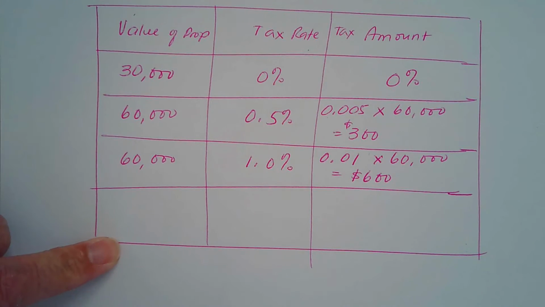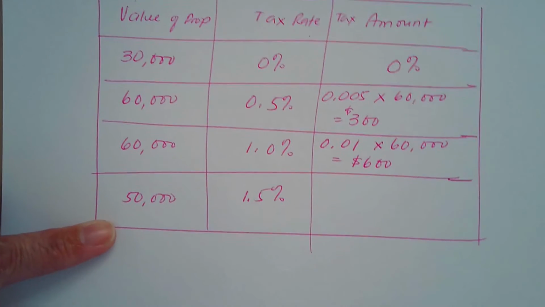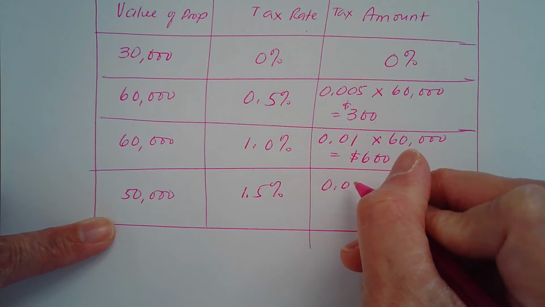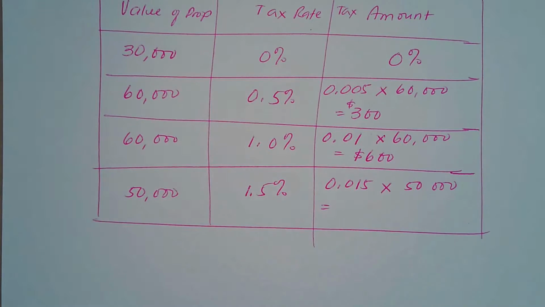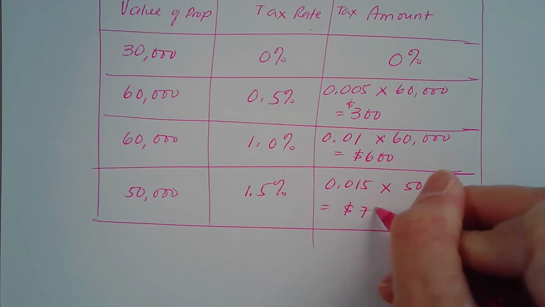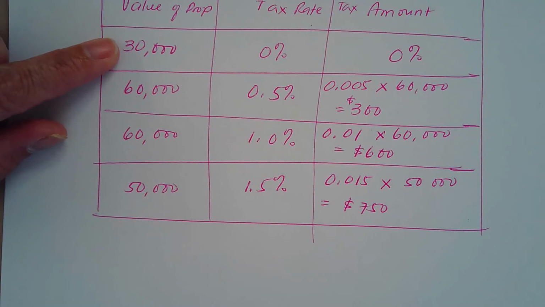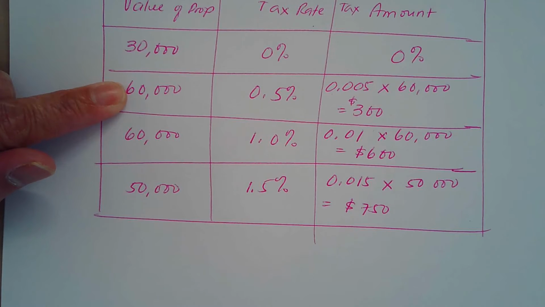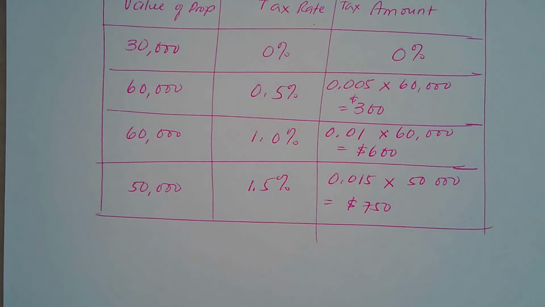Then the next one is the next 50,000 at 1.5%. So it's going to be 0.015 times 50,000. I think that's 750. Yep, so 750. So what's our total now? This is going to be 30 plus 60 is 90, plus 60 is 150, plus the 50 is 200. We're at the 200 level.